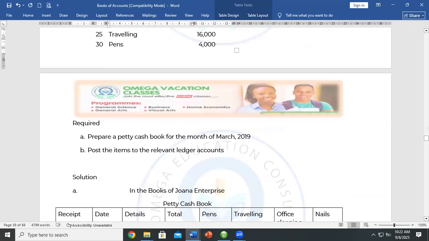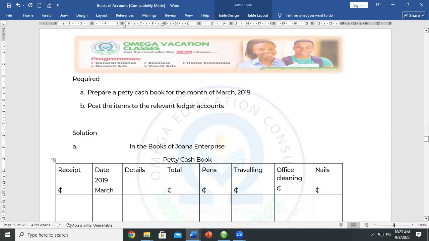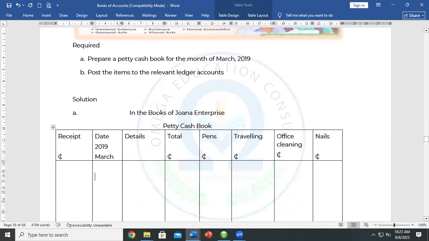We're told that we received the money on the 1st of March 2019. So that will be under our date column on the 1st of March. We already have our March 2019 there. What will be the details? This is the cash float you received from the main cashier. You put this money under the receipt column, 120,000. So always record the receipt.